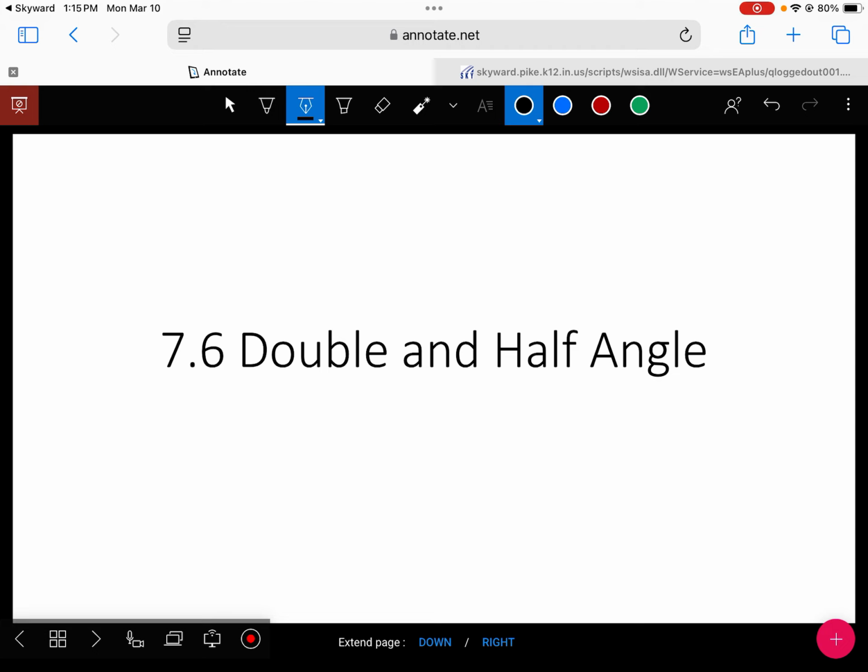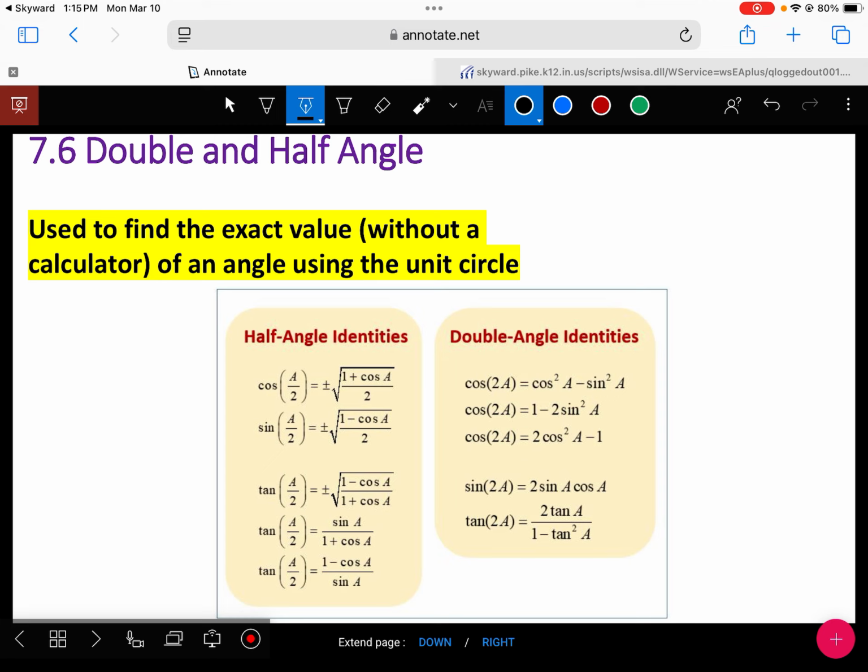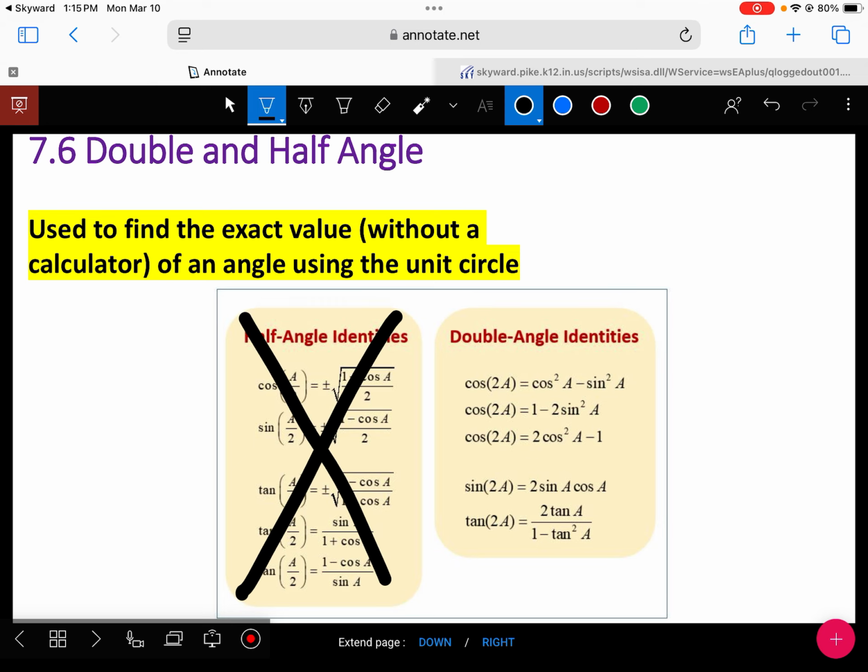So we're on the pink sheet still. After sum and difference is double angle. So that's what we're going to talk about today. And we're almost done. This is what I'm going to do tomorrow on Teams: I'm going to continue with double and half angle identities. All right, so these are our identities that we're going to work with. Today, we're not going to mess with this. We're only going to focus on our double angle.